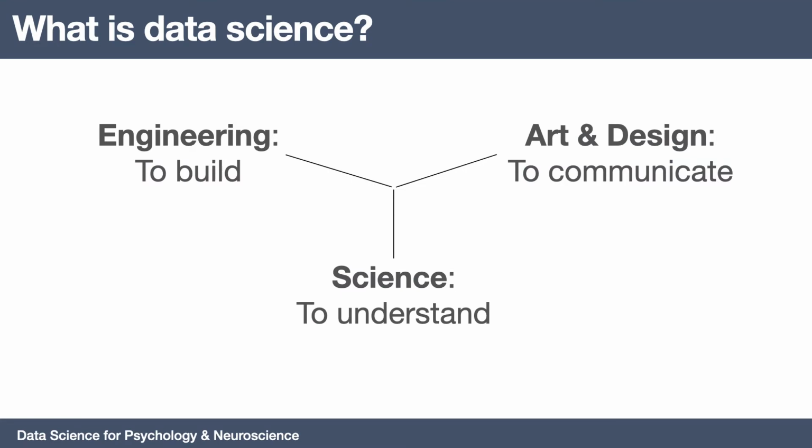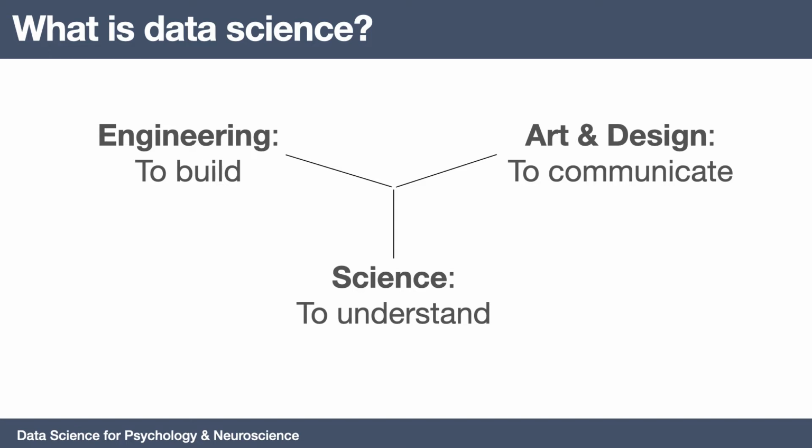Data science itself sits at the interface between three very large disciplines. On one side, you have engineering, whose focus is on building systems. On the other side, you have art and design, whose goal is to communicate. And then you also have the scientific part, whose principal goal is understanding.